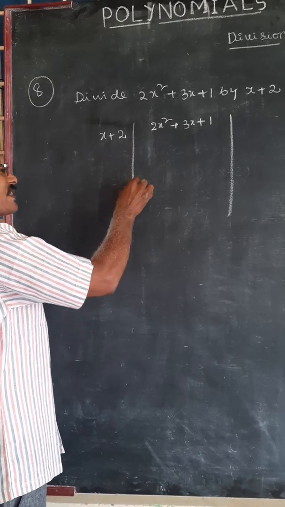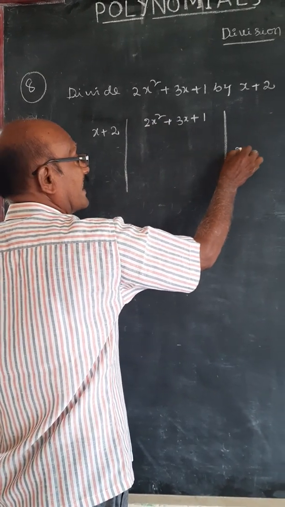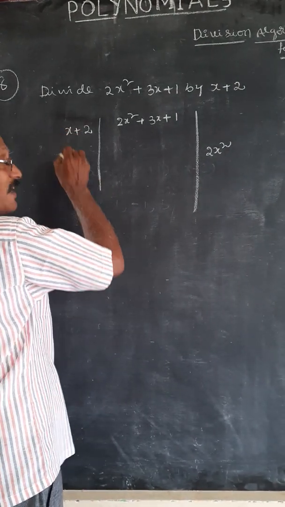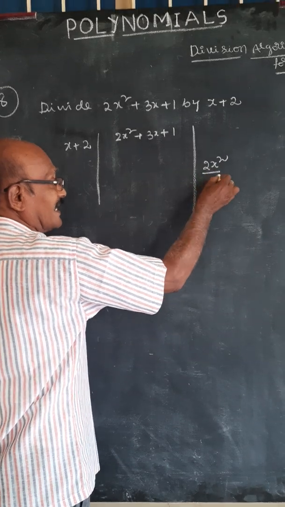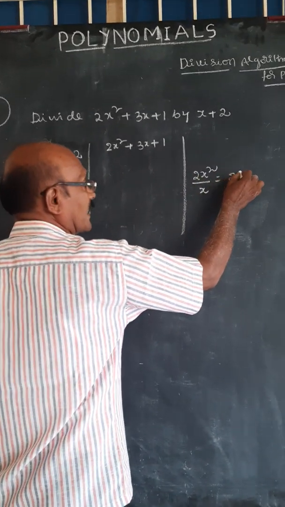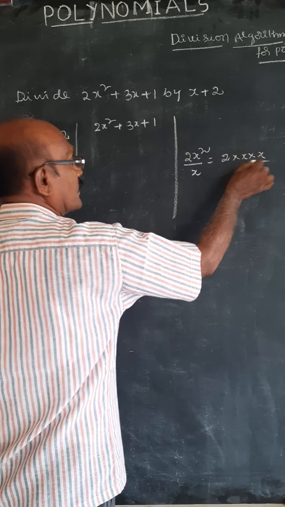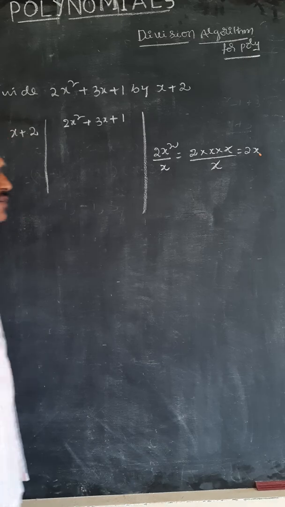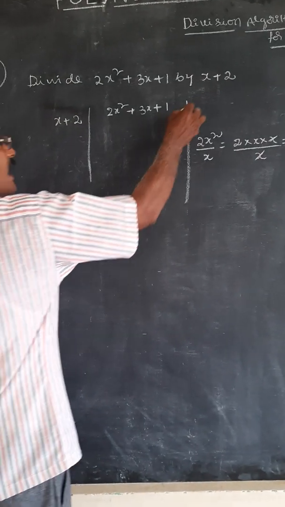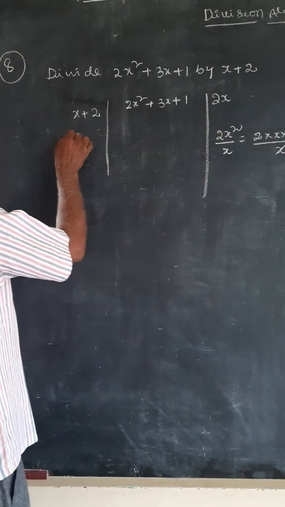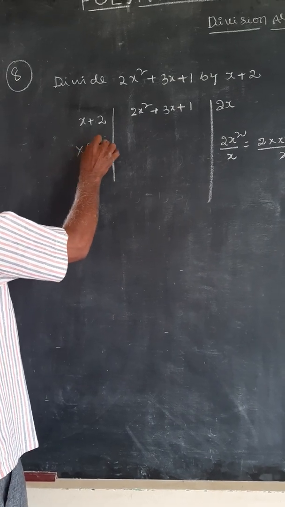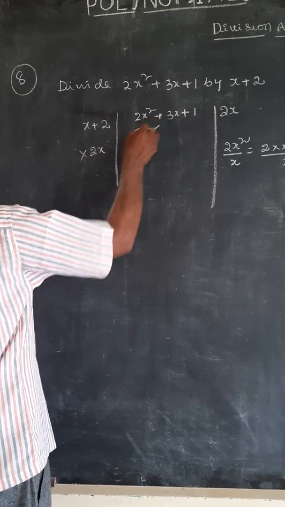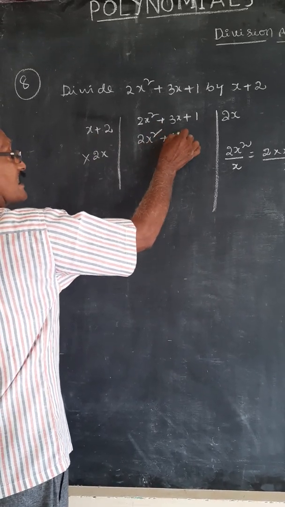So when going to division, take the first term of the dividend, that is 2x square. Divide it with the first term of the divisor, x. So 2x square can be written as 2 into x into x, divided by x. x cancels x, so 2x is the first quotient. Write quotient here, 2x, and multiply the divisor with 2x. So first 2x into x, 2x square, plus 2x into 2, 4x.